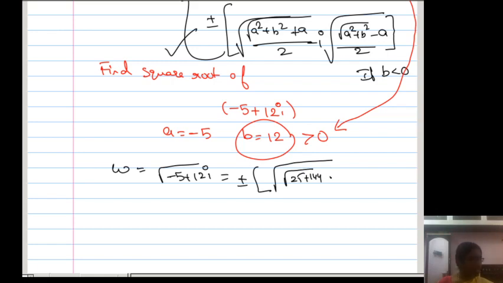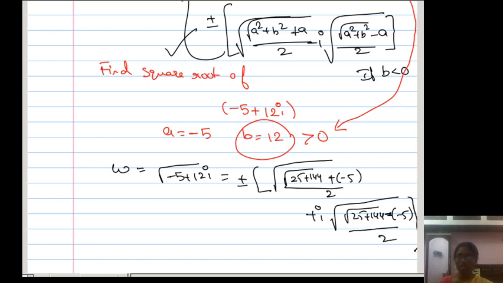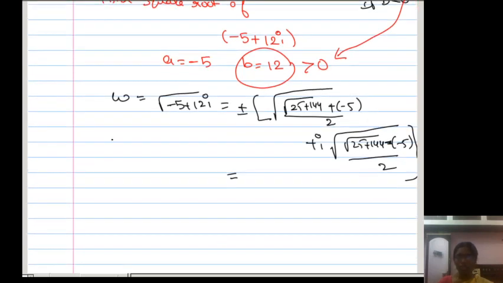Next, plus a, what is a? Minus 5 by 2, plus i into under root, again under root 25 plus 144 minus a. Minus a is what? Minus 5 by 2. Just simplify this. You are getting square root, so you are getting two values. So we are getting two answers here. How many roots do you have? Two roots, with respect to plus one value, with respect to minus one value.